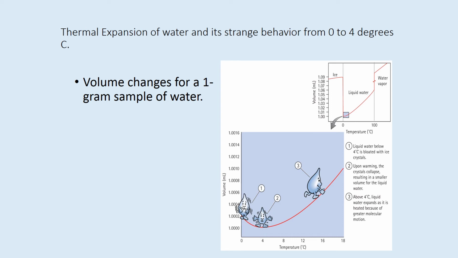So up until now, what we have been saying is that if you heat an object up, its volume or length will expand or increase. If you cool the object down, its volume or length will shrink or decrease. And that's generally true for most substances. And in fact, it is also true for water in most temperature ranges.